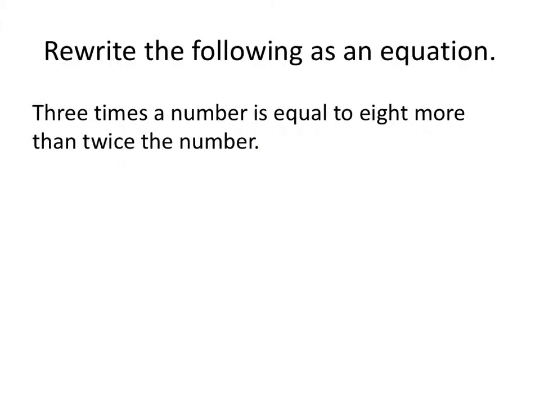Okay, let's rewrite this phrase as an equation. 3 times a number is equal to 8 more than twice a number. So let's parse it out. 3 times a number is equal to 8 more. So the 8 is going to be over to the right. 8 more than what? Than 2 times the number, because twice means 2 times. So that's it. We did it. 3x equals 2x plus 8.